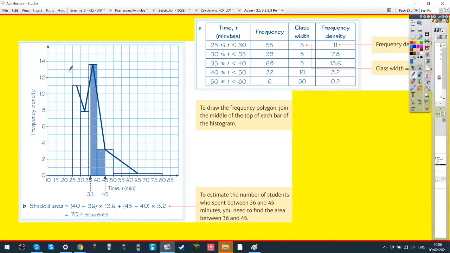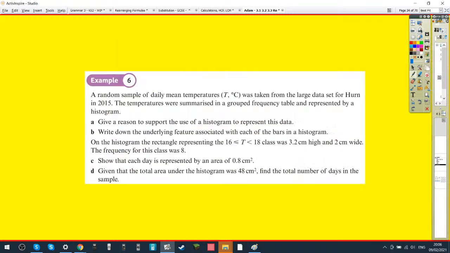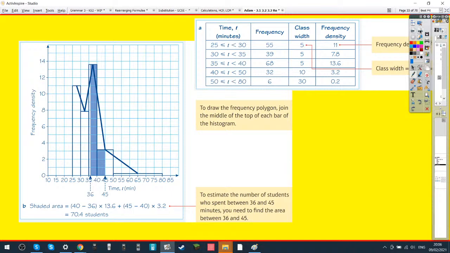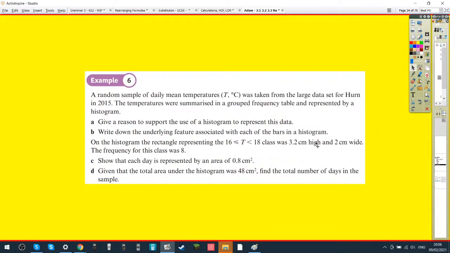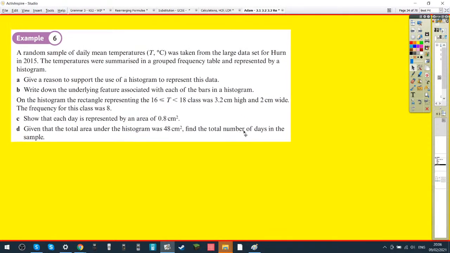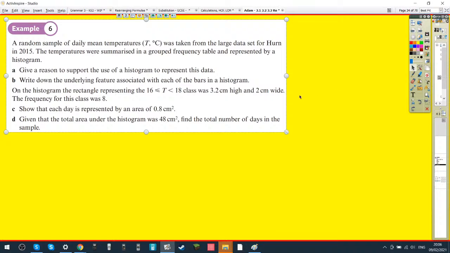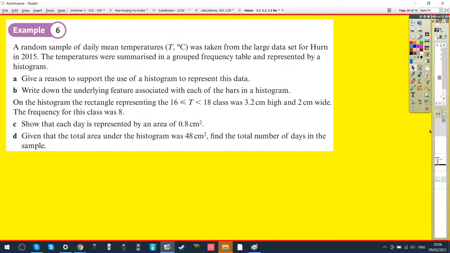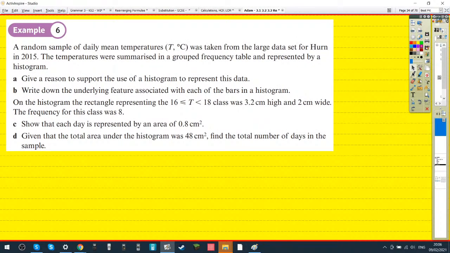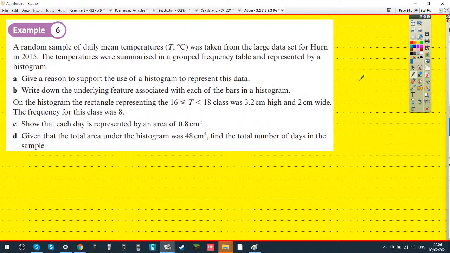And how does this line work that they did in the middle? It's from midpoint to midpoint. Yeah, that's it. Okay. Let's take a look at this.